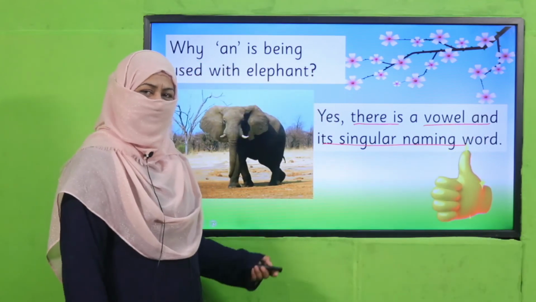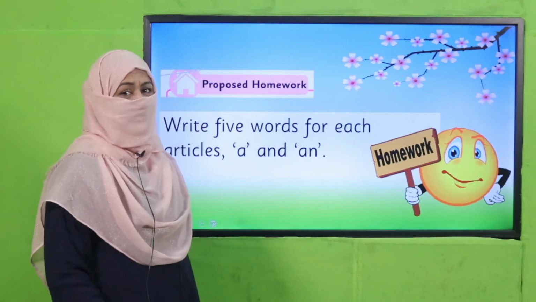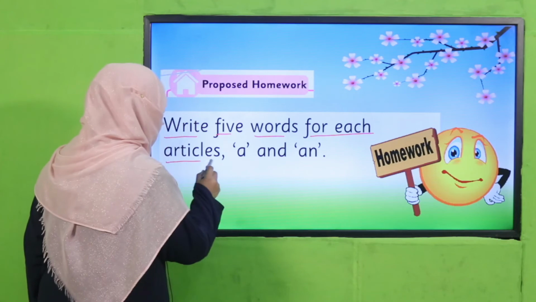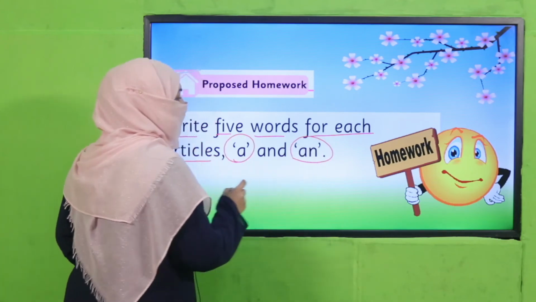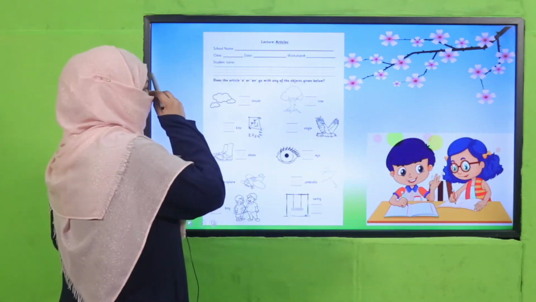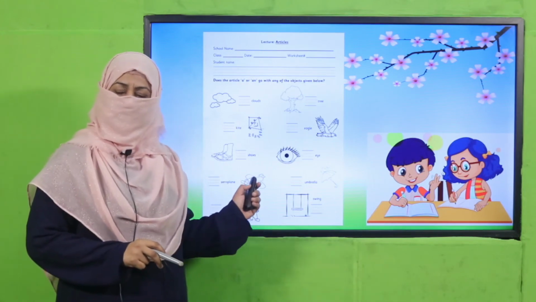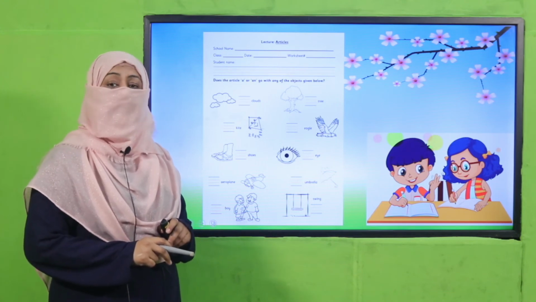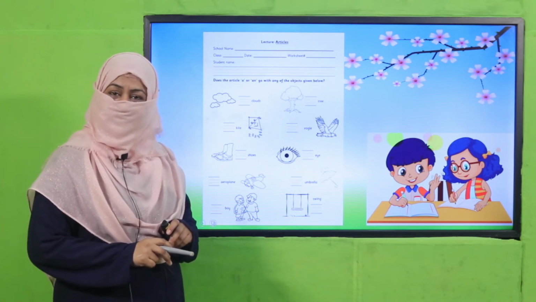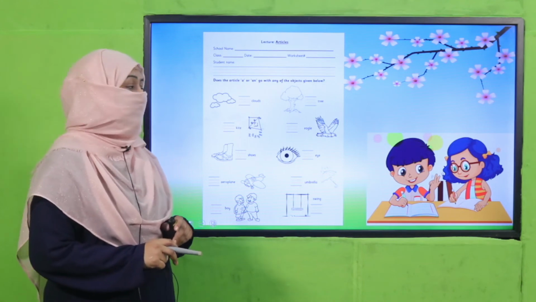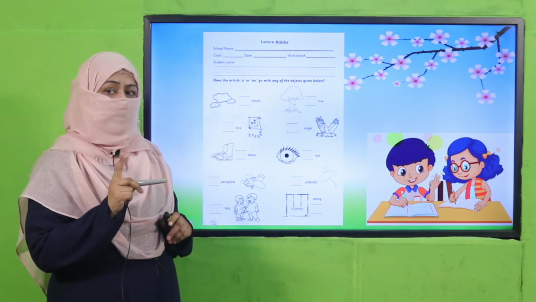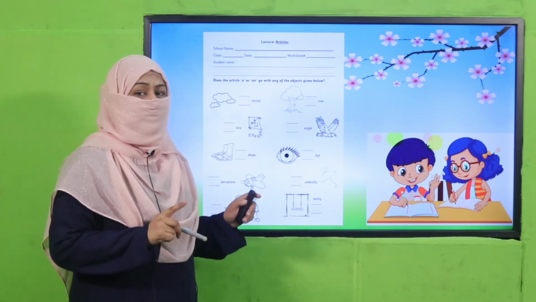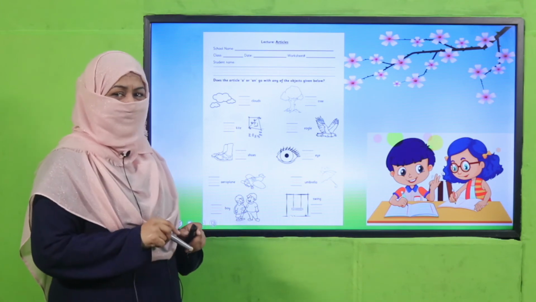Good job. Now you are done with your concept, so it's time for your homework. You will write 5 words for each article "a" and "an" in your notebook. And here I'm giving you a worksheet. My dear fellow teachers, this worksheet, lesson plan, and PowerPoint presentation links are given. You may click it, download it, and kindly provide a printed worksheet to students for practice. And students, what you are going to do, you will use article "a" or "an", and be careful: if it is plural, meaning if it's more than one, you will not use an article. It can be a little tricky, okay?